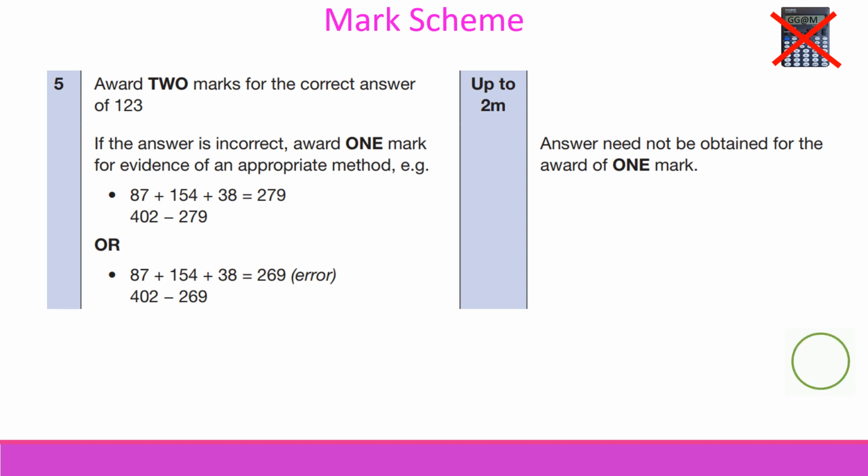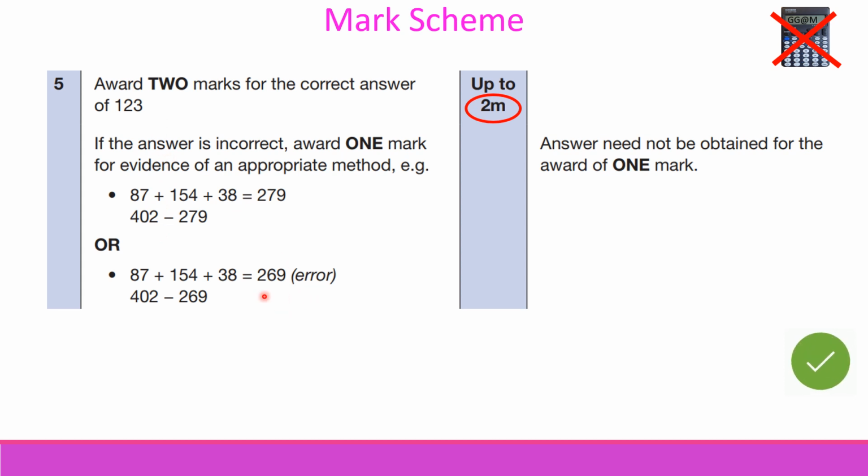The mark scheme on this question shows there are 2M, which means 2 marks. Now you get 2 marks if you got the answer of 123. That is whether you've got working there or not. You do really need to do working in order to be able to get the answer. So adding together the 3 numbers gave you 279 as I just showed you. Take that from 402, gives you the 123.